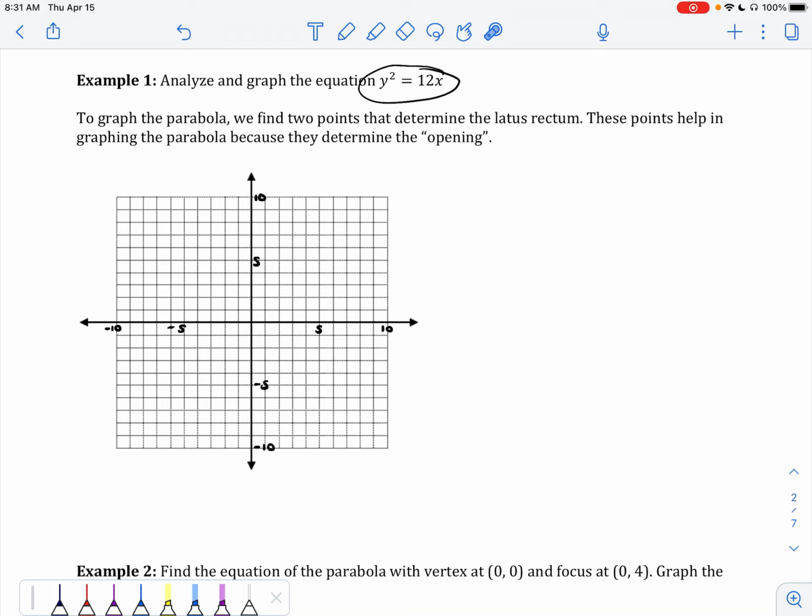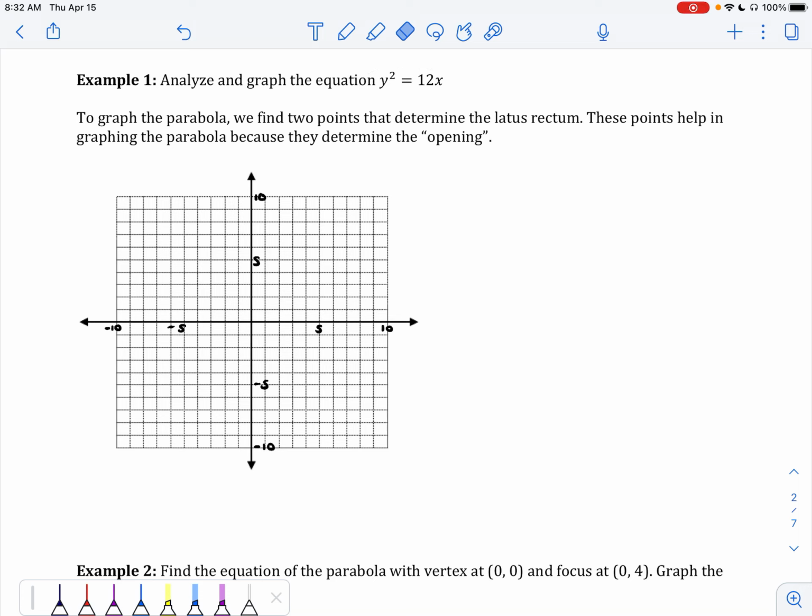When I ask you to analyze it, I want you to find all of the different features. So I want us to figure out what direction it's opening. I want to find the vertex, the focus, the directrix line, and the 2 points on the latus rectum, okay? So we're going to figure out all of those different features and then graph it out. To start with, let's figure out the direction that it's opening.